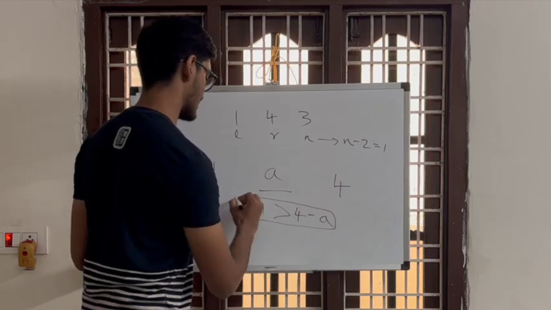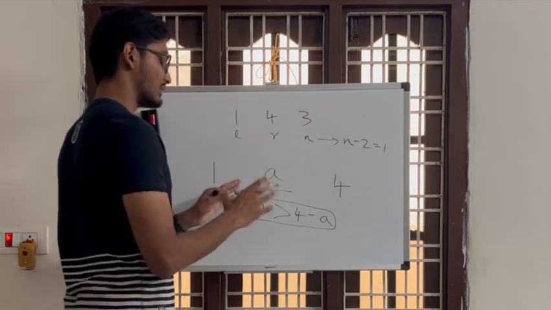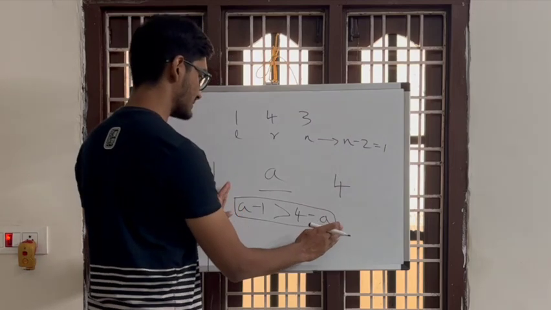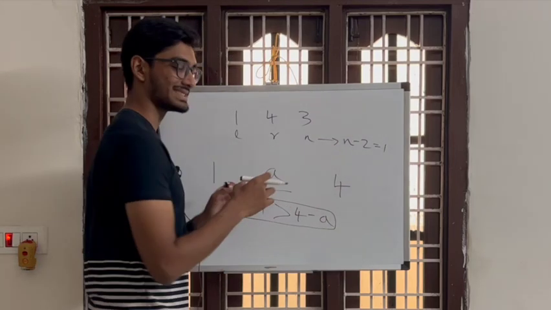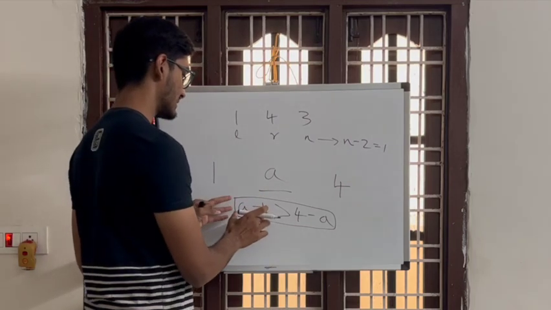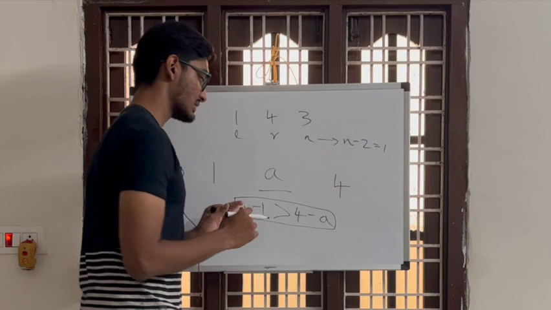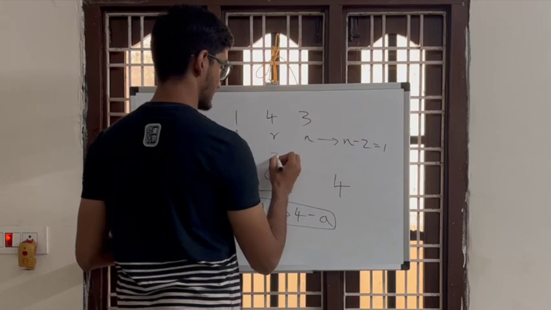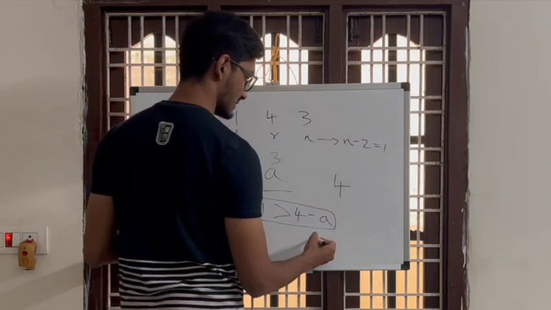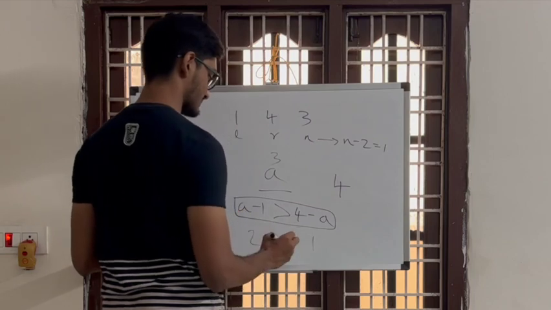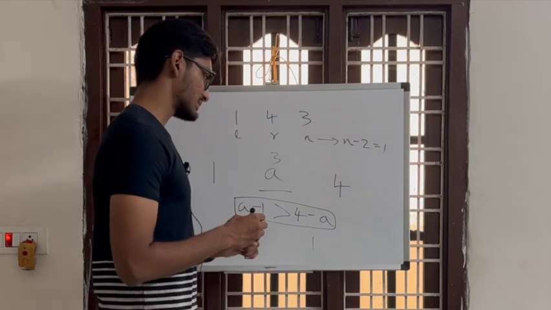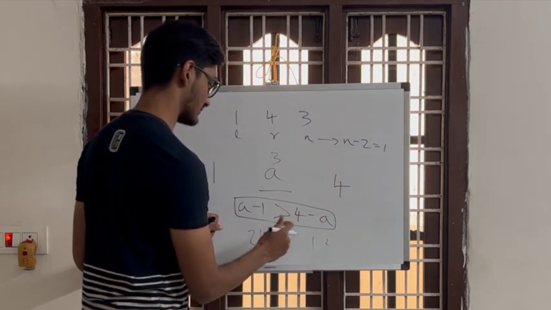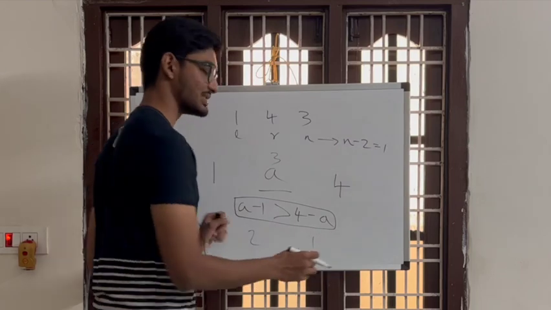Basically, we know we need to create an array, but you don't need to create an array B again. You just need to check: does there exist a number that satisfies this condition? Let's take 3. 3 satisfies the condition: 4 minus 3 is 1, and 3 minus 1 is 2. What happens for 2? 4 minus 2 is 2, and 2 minus 1 is 1, so it won't satisfy. So 3 is the only answer here, unfortunately.